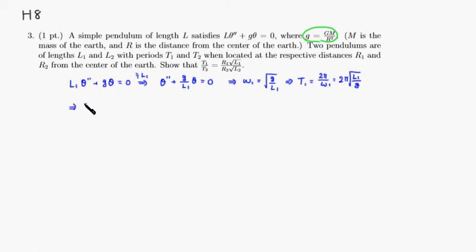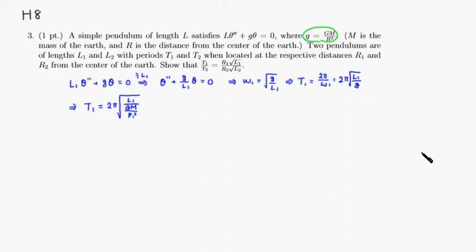So T1 is equal to 2 pi times a square root, I'm going to make it a little bit bigger, with L1 on top. But here, G actually depends on the distance from the center of the earth. So G is a constant, M is a constant, over R, which is different for this one. So R1 squared.